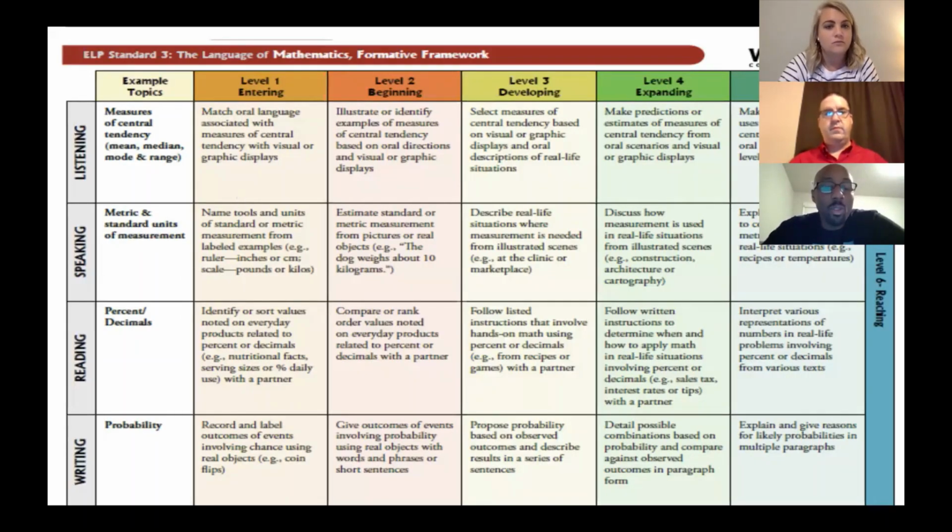As you see, if a student is coming in and entering on level 1, you will name the tools and units of the standard or metric measurements from labeled examples. With that being said, you will learn inches or centimeters or pounds or kilos. And as the year goes on or the semester, you would like to see the student progress.